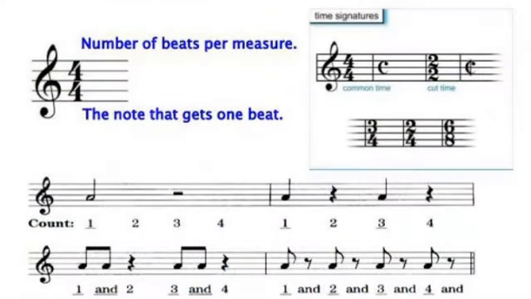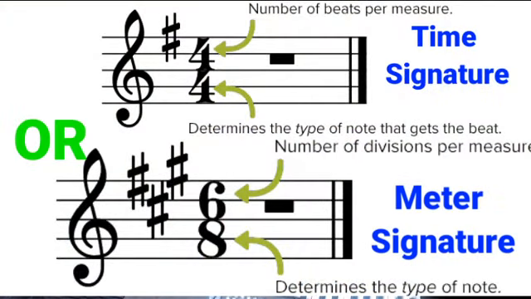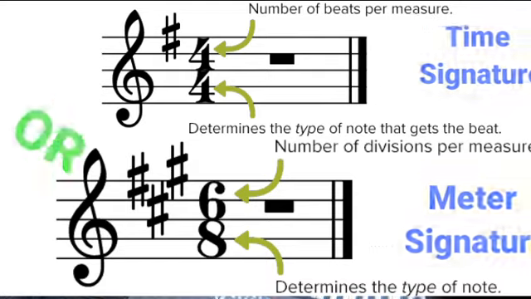Now, having known what beat is, what is meter? Meter is the rhythmic pattern constituted by putting the beat into regular bars or measures. And this process can be called the time signature or meter signature.